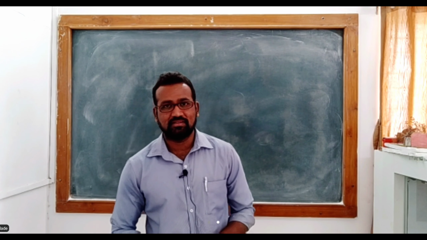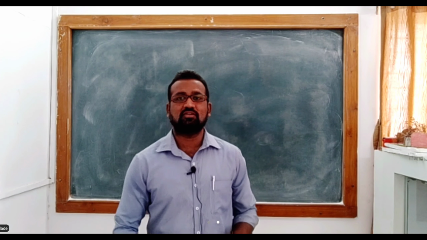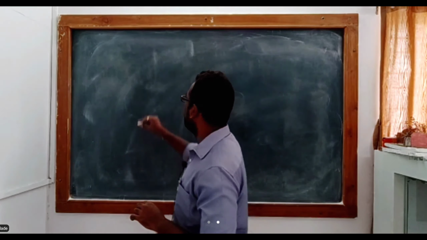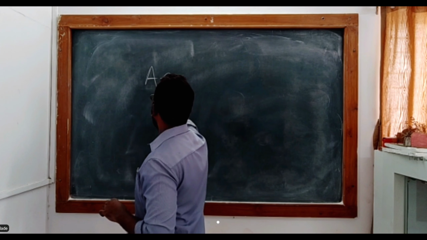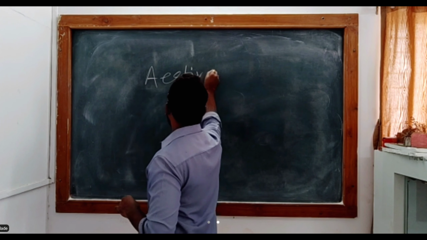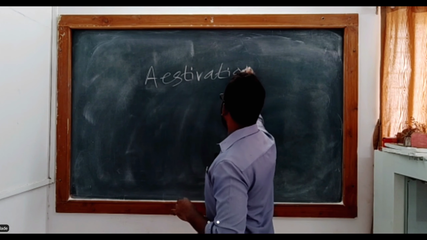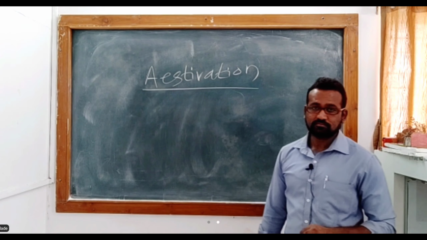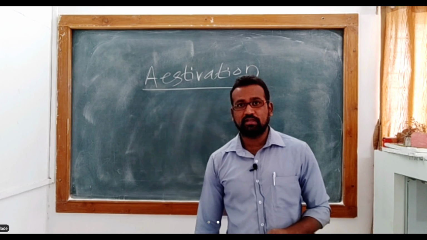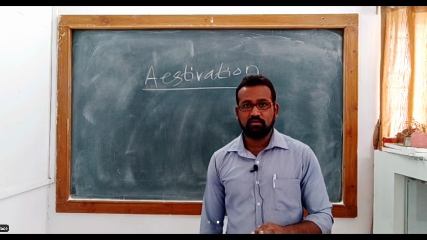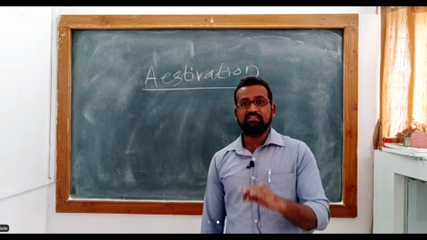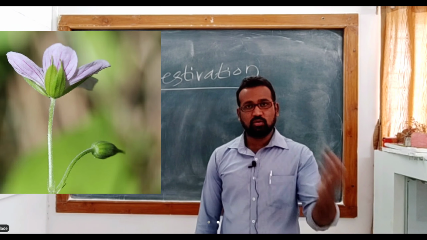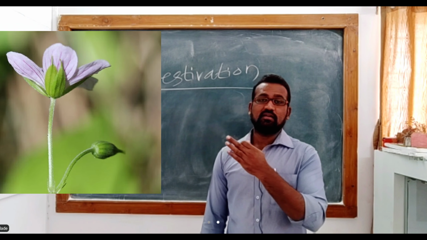Welcome back, friends. So this is our continuing discussion of frequently asked questions. Many students are facing problems in understanding aestivation. You must have understood what I am trying to tell you here. Aestivation means what? Aestivation means the arrangement of sepals in calyx and petals in corolla.